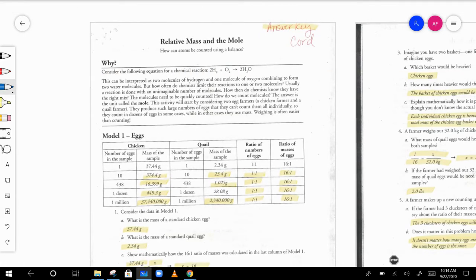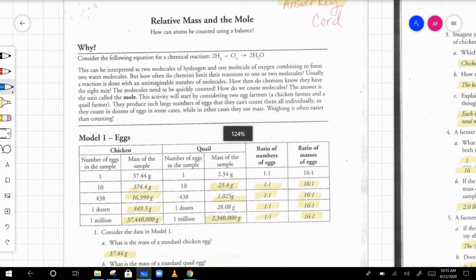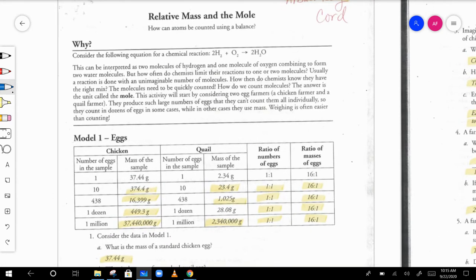So I want to go over this answer key, or the answers to this relative mass and the mole worksheet. I'm not going to go over everything, but I do want to point out a couple of things. The first part here is just an analogy that they're using.